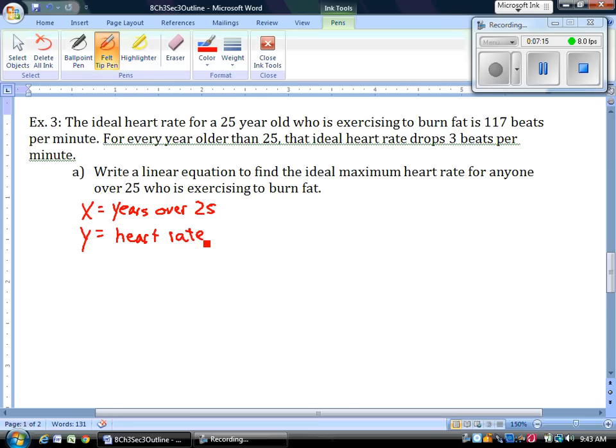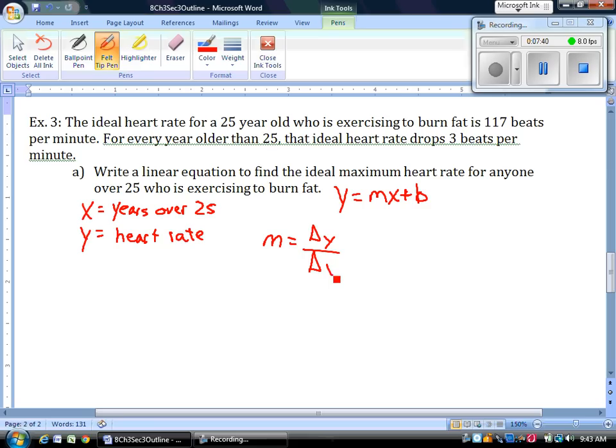Okay? Now, if we think about this for a minute, remember our slope-intercept form looks like this. y equals mx plus b. Okay, what we really need to find are m and b. Remember, we're not plugging in numbers for x and y, we're plugging in numbers for m and b. So now that we've defined what x and y are, let's find m.